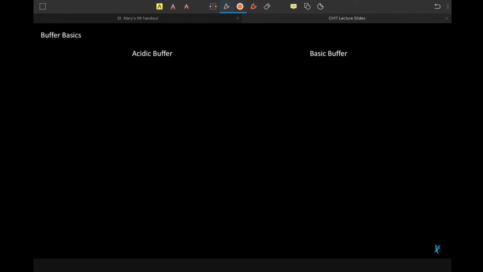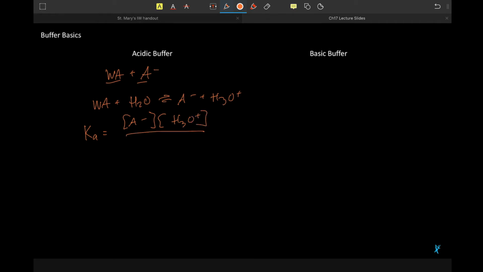All right, so buffer basics. I should have come up with a better word than that. But for an acidic buffer, it has to be a weak acid and its conjugate base. We must have both of those things in solution. If we think about what that's going to look like, we have our weak acid plus water giving us A minus and H3O plus, which then we'd have a Ka expression for, which means Ka equals A minus times H3O plus over weak acid. And then your book goes through this derivation, which is really important and can be very useful for buffers. So hopefully at this point you just have this expression memorized. This is just what a Ka expression looks like.